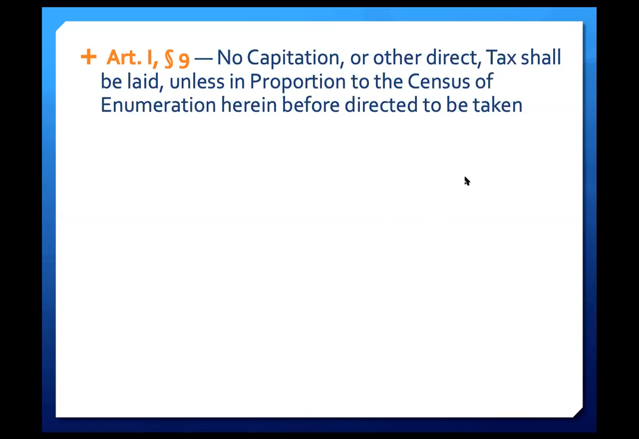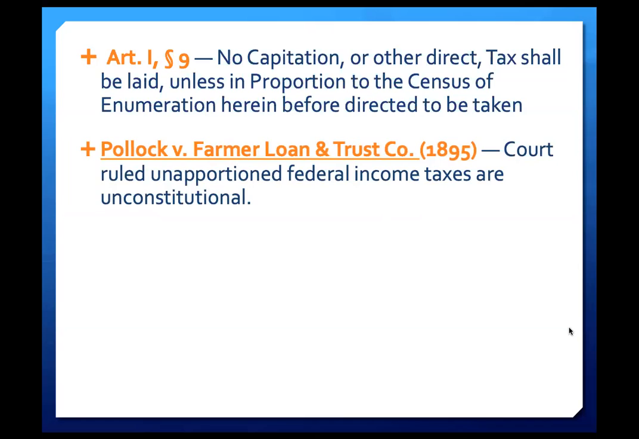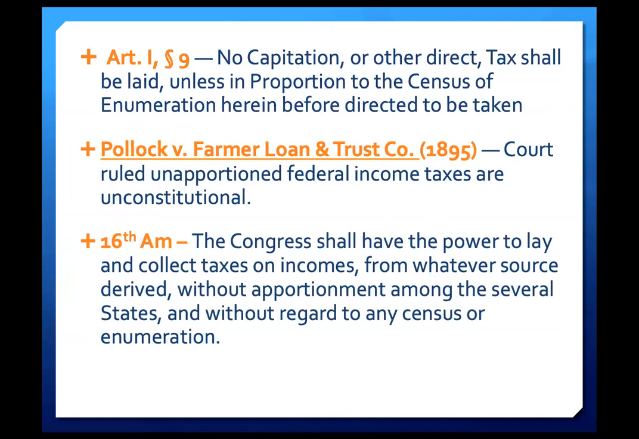And in a case that the court heard in 1895, the Pollock versus Farmers' Loan and Trust Company cases, the court ruled that having a federal income tax on income from property, not all income tax in general, was unconstitutional because they found it to be a direct tax and said that it was unapportioned in violation of Article 1, Section 9. So this eventually led to the passage of the 16th Amendment, which tells us that Congress shall have the power to lay and collect taxes on income from whatever source it is derived, without apportionment among the several states and without any regard to the census or enumeration.